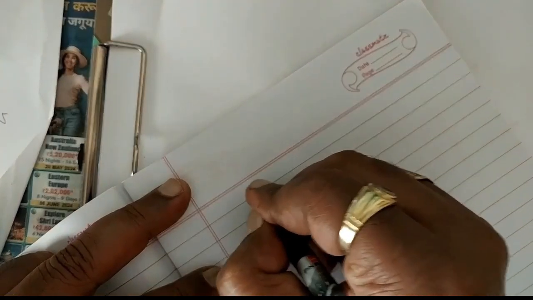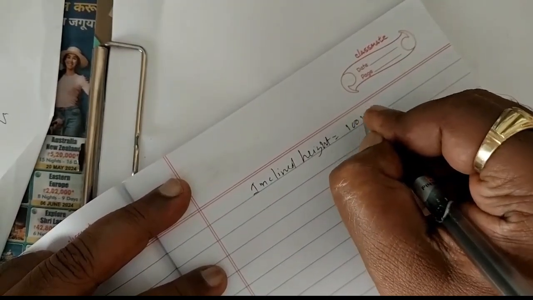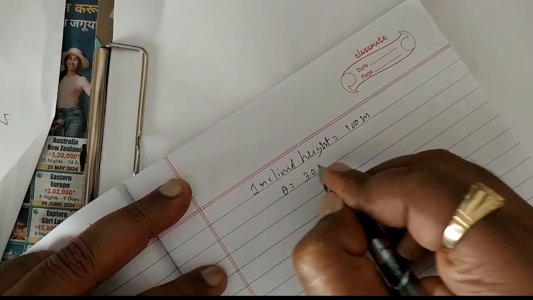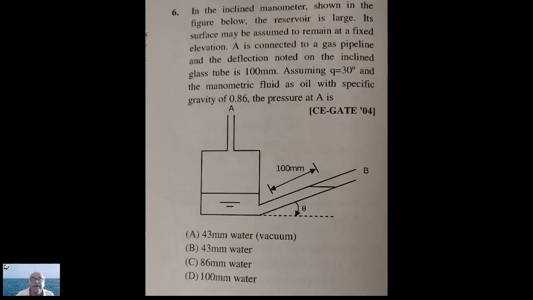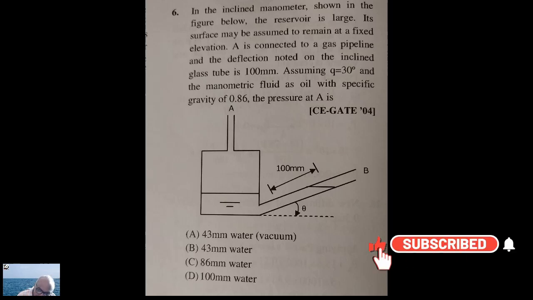So inclination is given here. Inclined height is 100 millimeter, angle is 30 degree and specific gravity is 0.86. So first of all we have to find out the vertical height, that is 100 into sine 30 degree, that is 50 millimeter. But the liquid is oil with specific gravity 0.86, so H in terms of water is 50 into 0.86, that is equal to 43 millimeter of water.